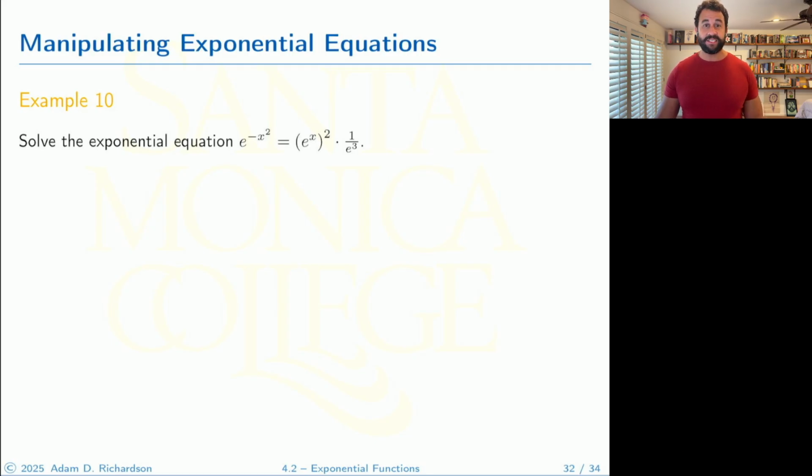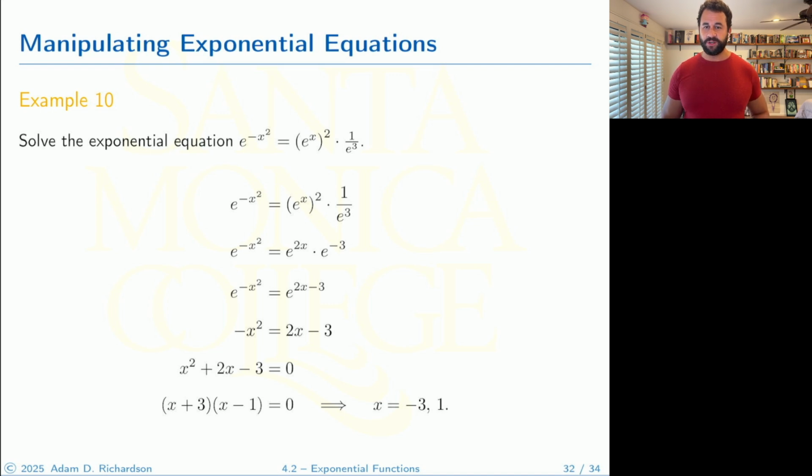Okay, let's do it together. All right, so we're just going to massage things. The goal is still the same. We need to try to isolate x in some way, but we're going to use properties of exponents first. So we're going to massage this a little bit. We're going to write x times 2 as 2x. 1 over e cubed is equal to e to the negative 3. Now we're going to combine these two expressions using properties of exponents, 2x minus 3. And now, check it out, we've got exponential equals exponential.